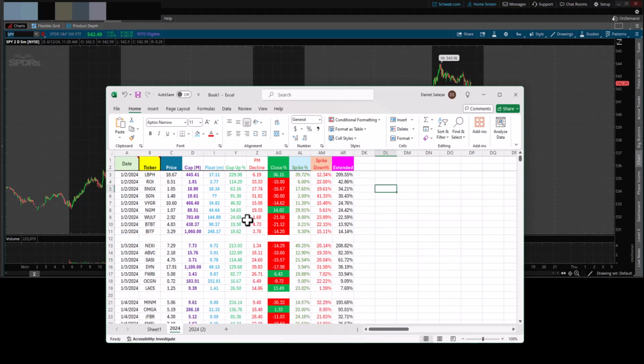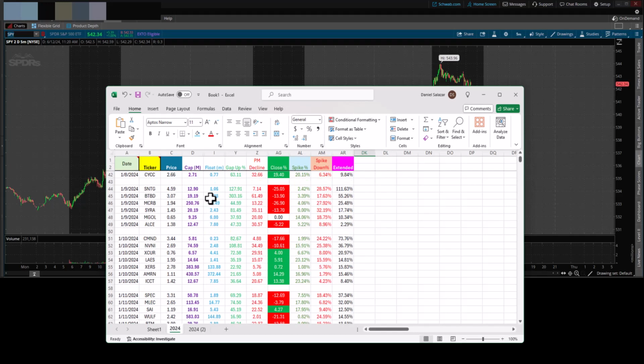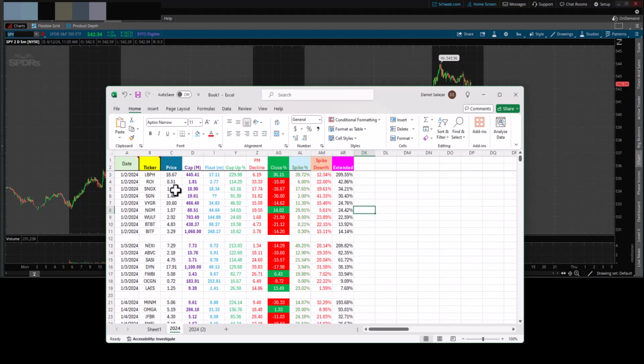What I have here for now is an Excel sheet pretty much tracking anything that has gapped up over 5% and over 1 million pre-market volume. So what I have here is for 2024. If I can just go over this briefly, I have the market cap, which I get from the scanner, and the float. This is the one that I want to focus on.